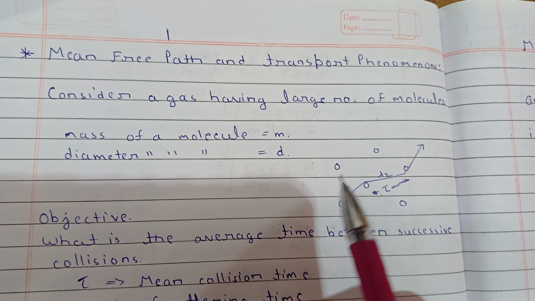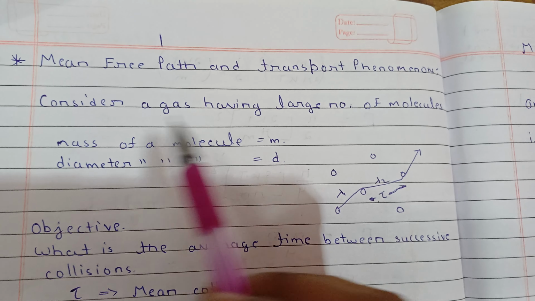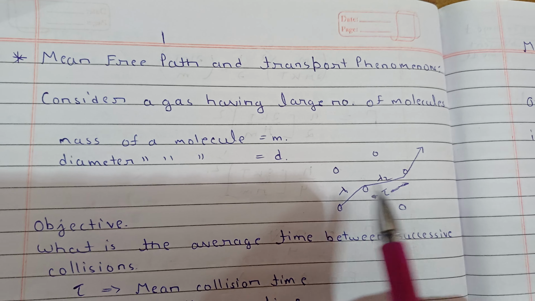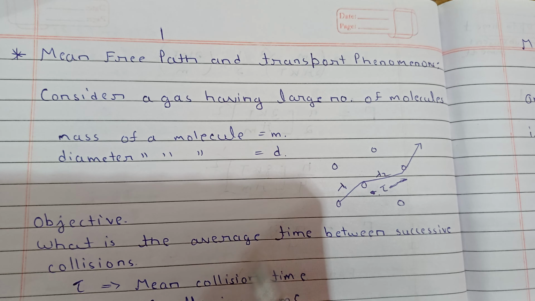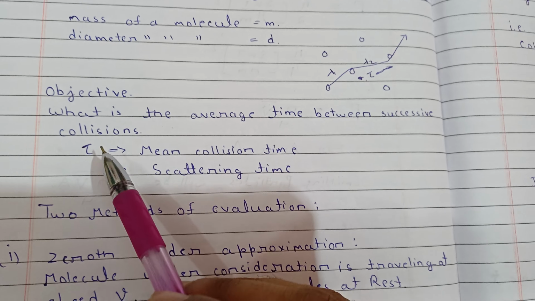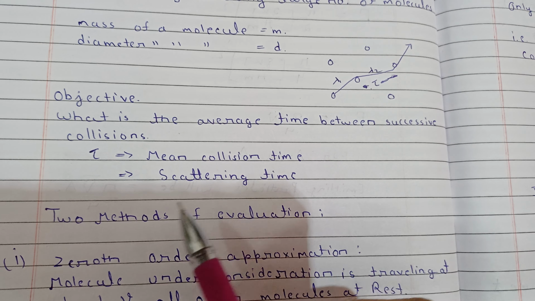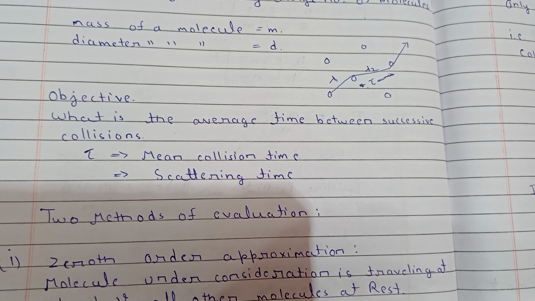There are two methods to calculate this. First, consider a gas having a large number of molecules. Mass of a molecule is m and diameter of each molecule is d. What is our objective? What is the average time between successive collisions? That is called the mean collision time, scattering time or the relaxation time, all are the same.